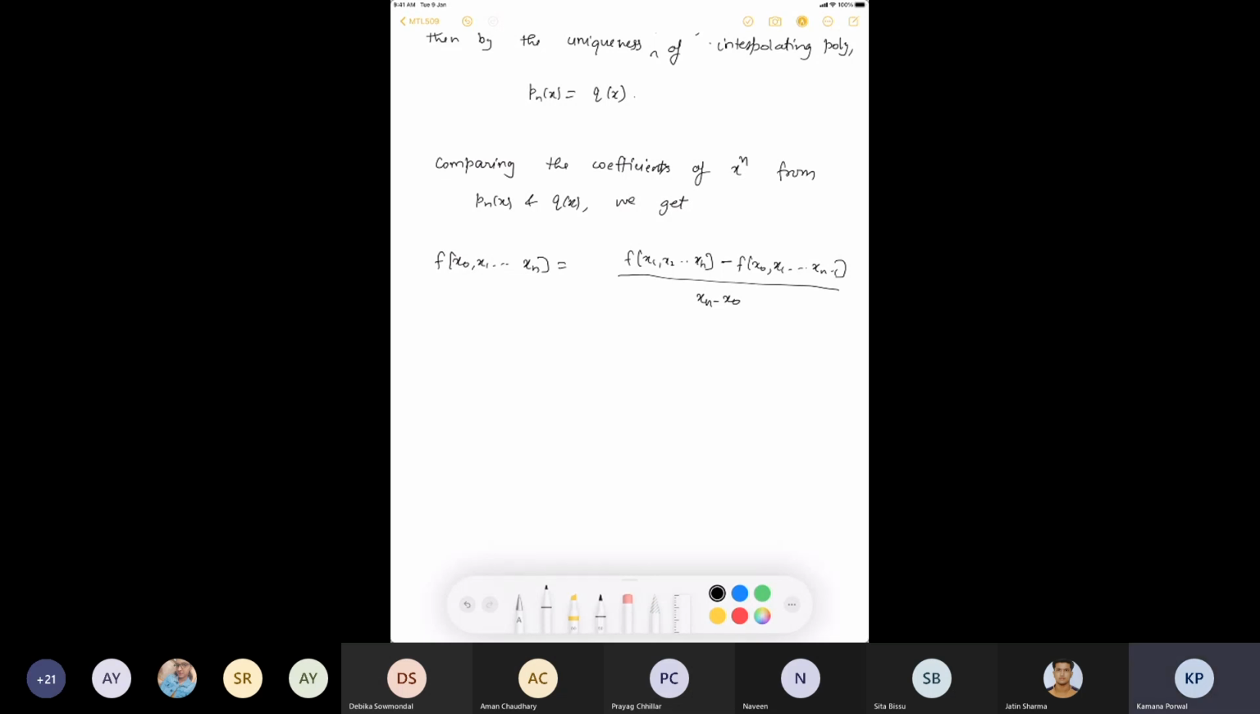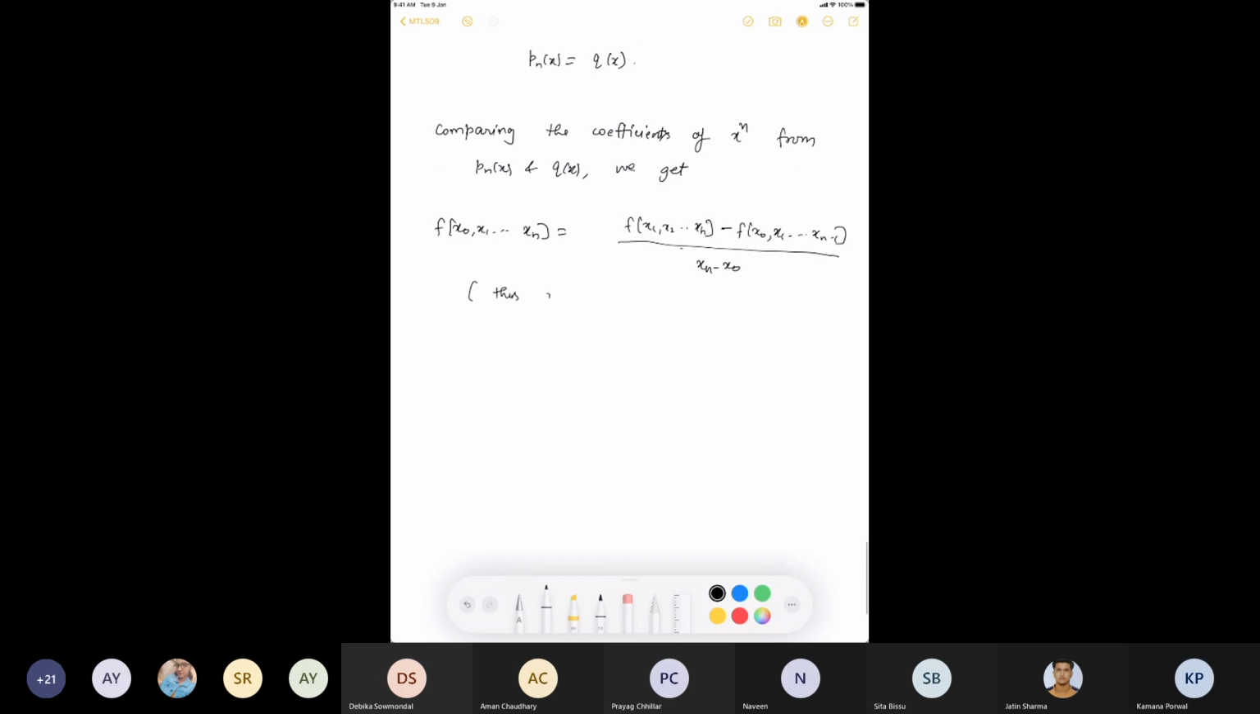So this means that you can compute the nth order divided difference using the n minus 1th order divided difference. If you observe this formula on the right hand side, you have a difference of two quantities in the numerator and a difference of two quantities in the denominator. So it's a division of two differences. That is the reason we call it divided differences. So this also explains the name.